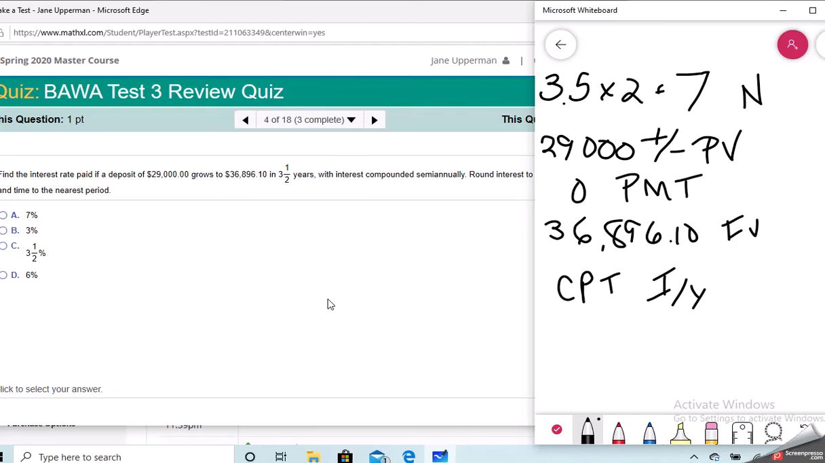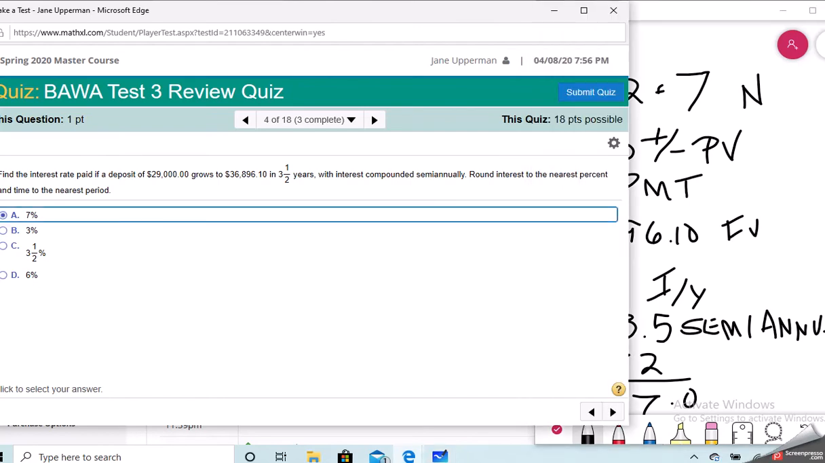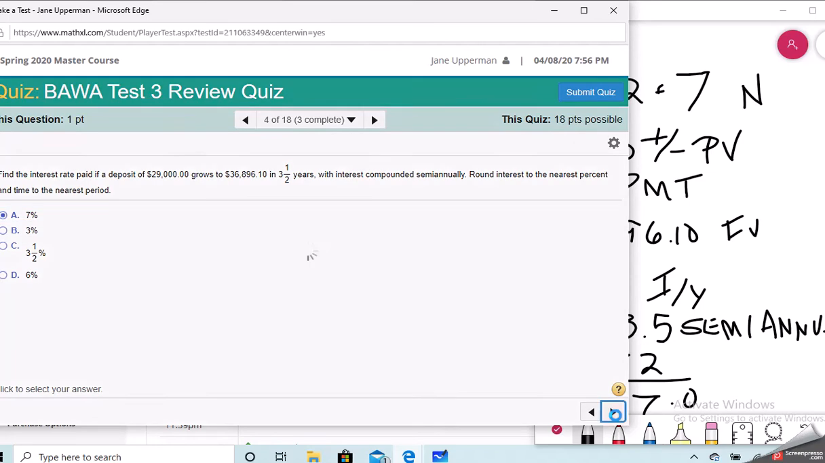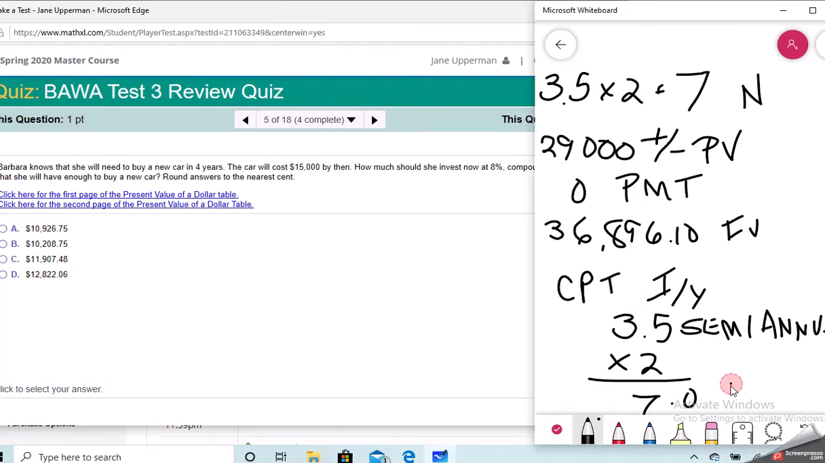Now don't stop there though. You're tempted to because you look and say, hey, look, that's C. It's not, because this is still semi-annual. So we need to multiply that by 2, which will give us 7. And that is our annual rate. So that is A. Don't let those confuse you. Always take that next step to turn it back into the annual rate. Okay, we'll come back over here.